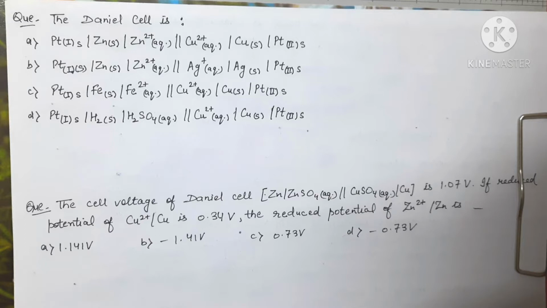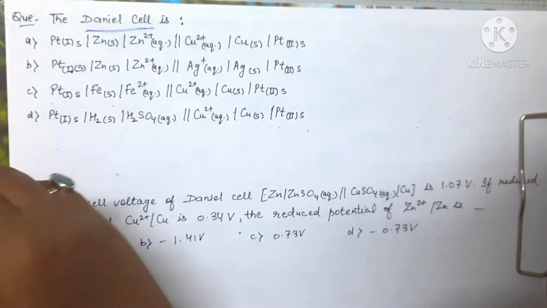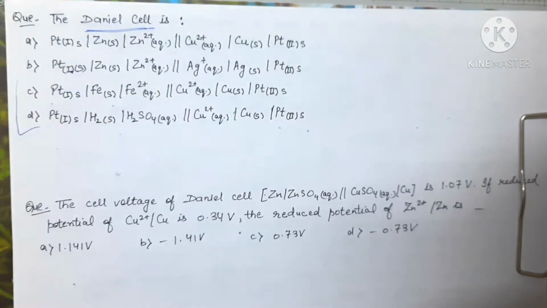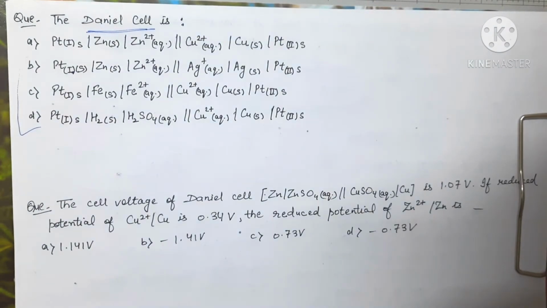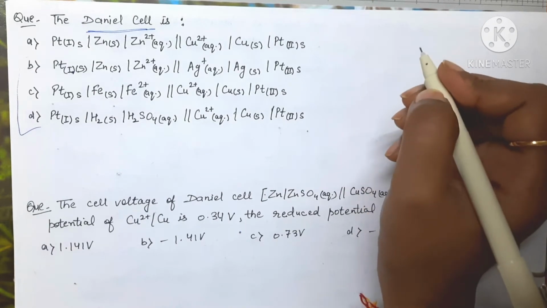So today we are going to solve some of the previous year questions of electrochemistry which are being asked in the CSIR NET exams. So the first question given to us is about the Daniell cell. We have to find out which one of the following is giving the Daniell cell. So if we talk about Daniell cell, then what is the basic construction of it?